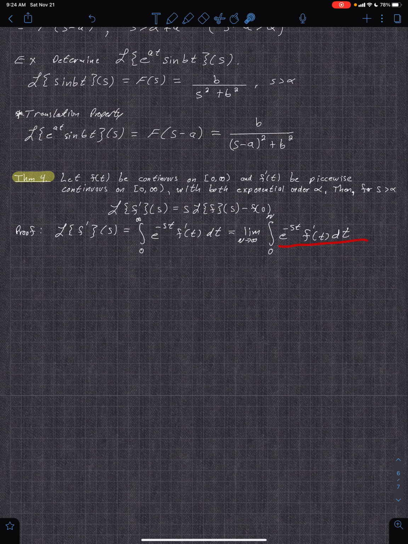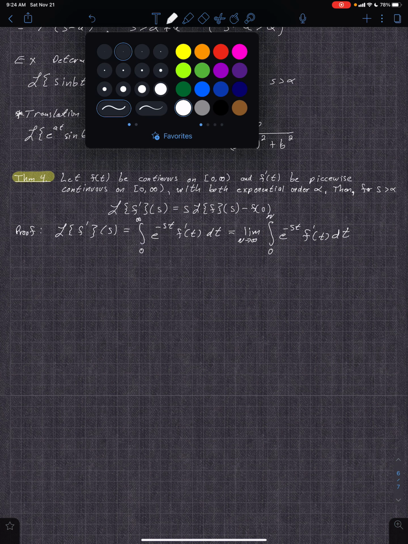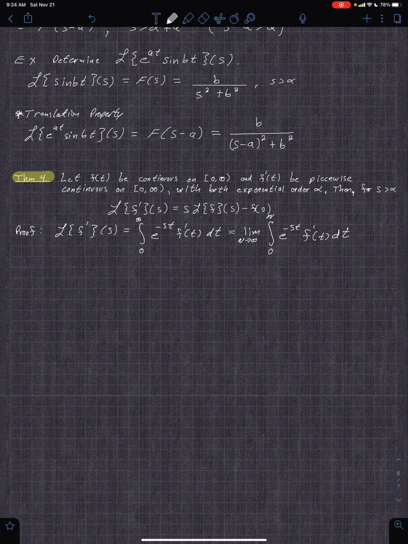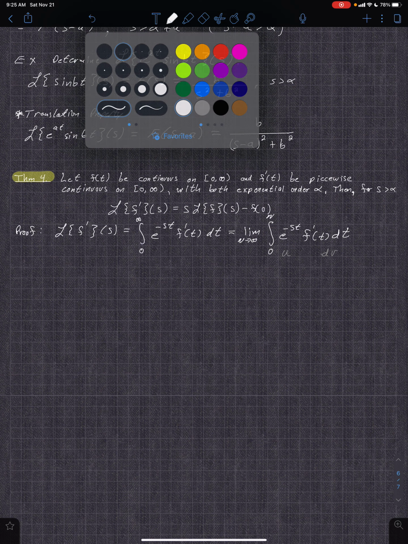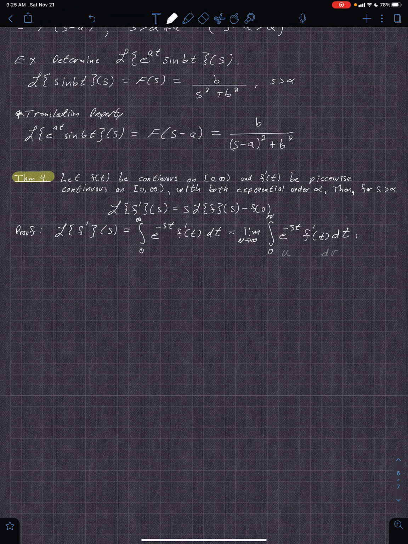So we're going to do integration by parts. This will be my u, and this will be dv, like that. I think you can read that all right. Now apply integration by parts.